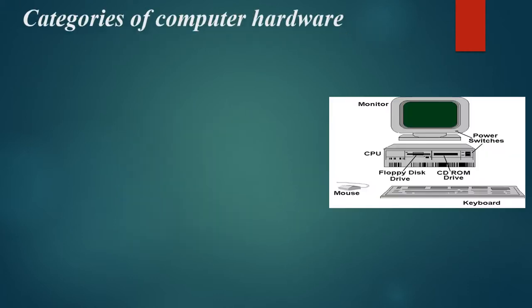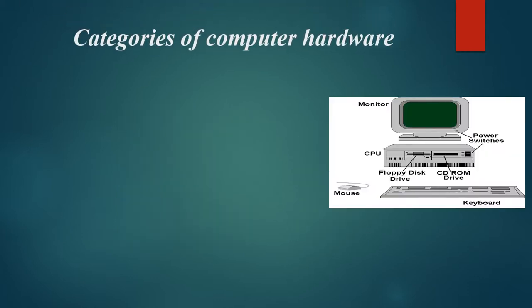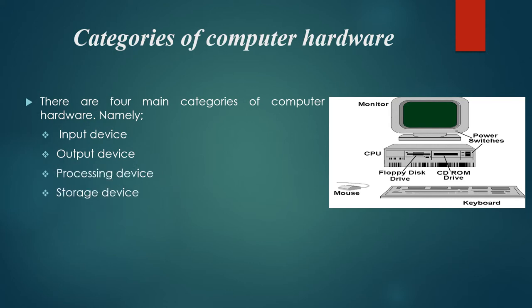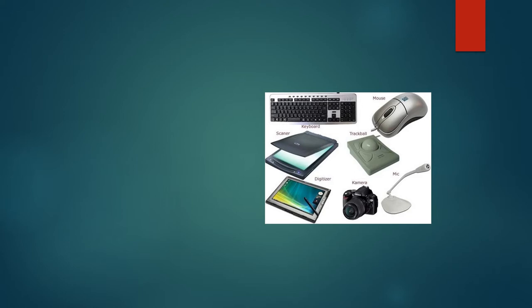So now we're going to talk about categories of computer hardware. Because we have so many examples of computer hardware, we have categorized them according to their groups. There are four main categories of computer hardware, namely the input device, the output device, the processing device, and the last one is the storage device. So we are going to take them one by one.